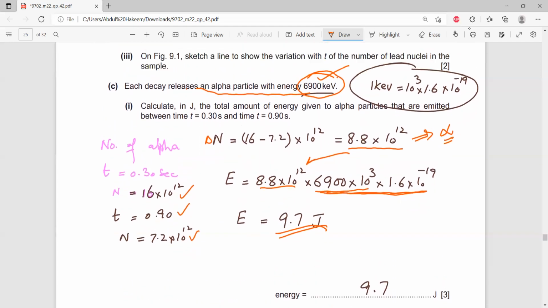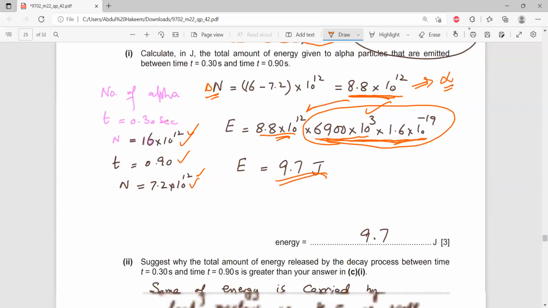I repeat this. First, each polonium nucleus after decay emits one alpha. So how many nuclei decayed during this time? At 0.3, this is the number of undecayed, and after 0.9, this is the number of undecayed left. What is the number of decays? The difference of these two. So this is the number of nuclei decayed, which means the number of alpha particles. Now one alpha particle carries energy 6,900 kilo electron volt. This is for the kilo, this is for electron volt, and this is the energy for 1 in joule. Multiply by the number of alpha particles, and you will get this answer.